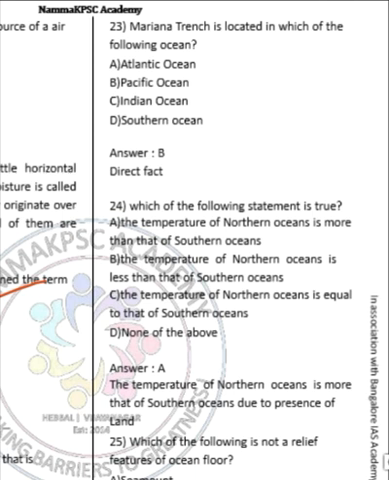So Mariana Trench is the deepest trench in the world and it is located in the Pacific Ocean. Again a direct fact. Question number 24, it is asking which of the following statements is true? So here the correct answer is option A, the temperature of northern oceans is more than that of the southern oceans. This is because of the presence of more land in the northern hemisphere when compared to the southern hemisphere.